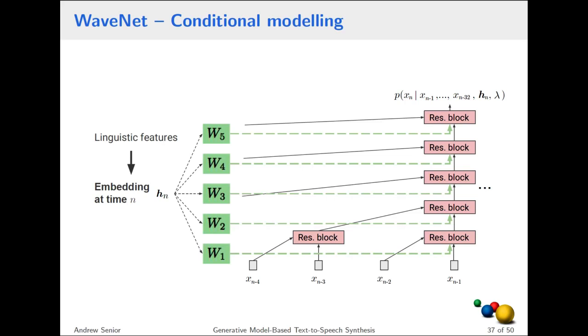Now we wanted to do a conditional model, so we want to condition the output based on the linguistic features. So we take the linguistic features from the standard system, embed those with a neural network, and we feed them in to each of the residual blocks of the convolutional stack.